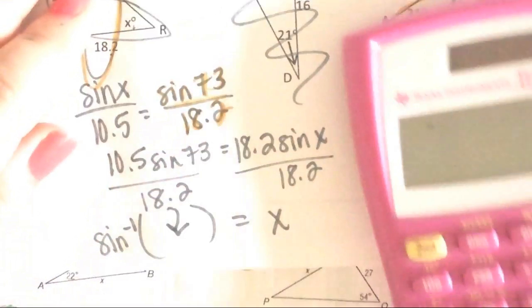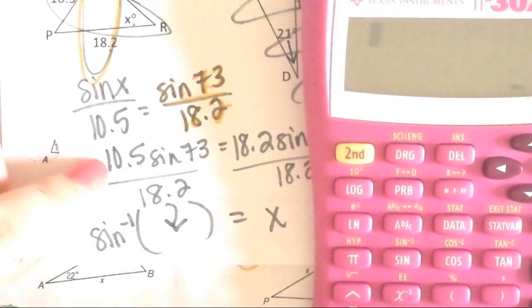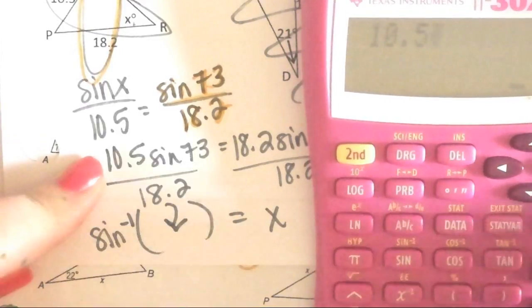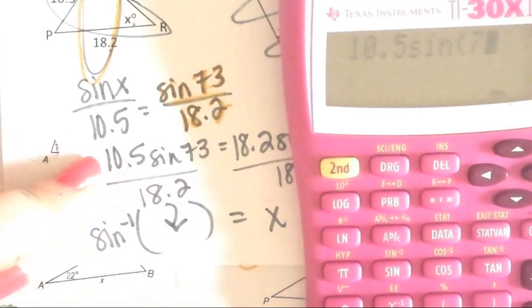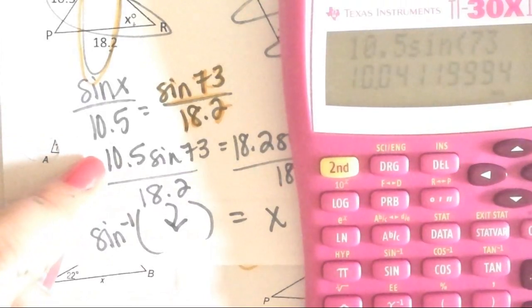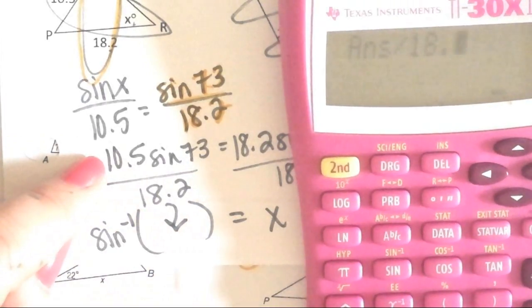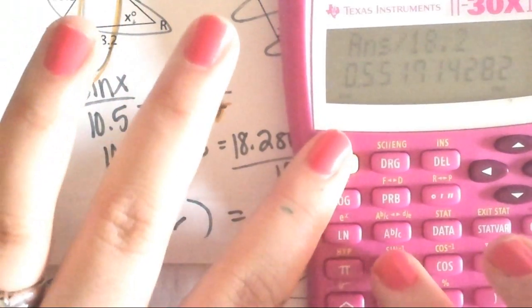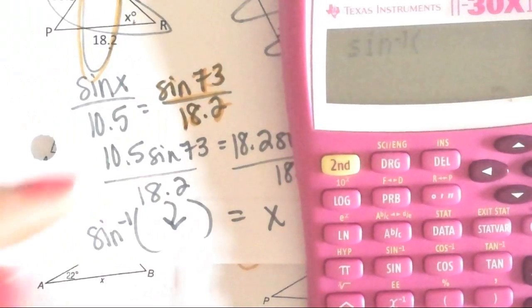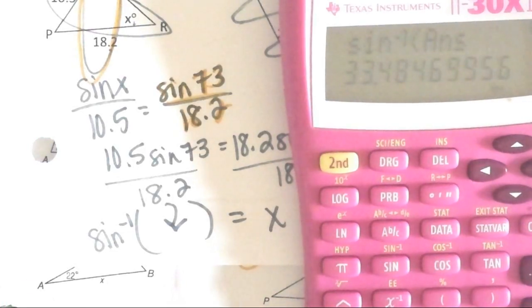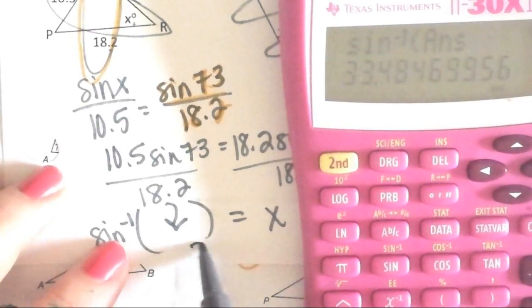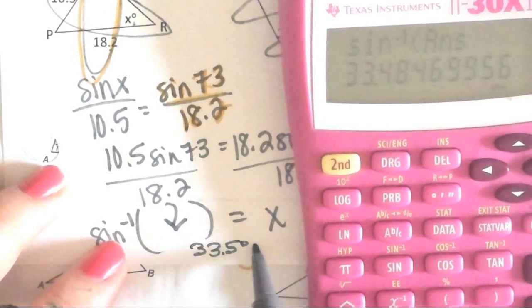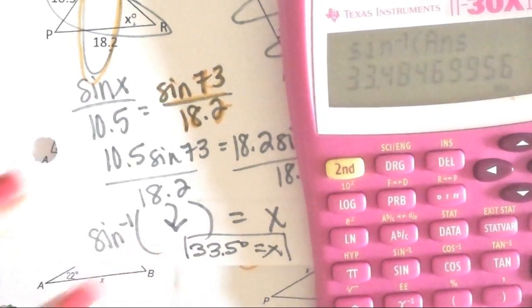So the easiest way for Tilly to type that in is to type in just the numerator, 10.5 sine 73, press enter, then divided by 18.2, press enter. And then she knows she's got to do second sine inverse, but thankfully her calculator remembers that last decimal she had, so second answer. Press enter. She ends up getting 33.48, so we're going to say 33.5 degrees. Are there any questions on that?